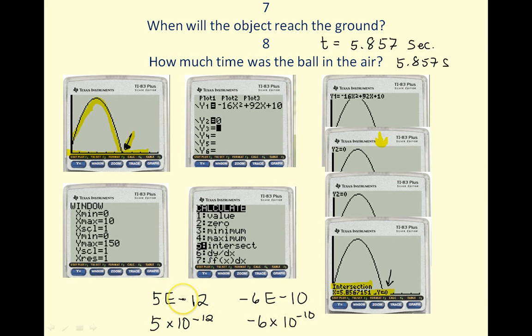So what this means is that I have a decimal point that moves 12 places to the left. So I have 1, 2, 3, 4, 5, 6, 7, 8, 9, 10, 11, 12, 5. I think you get the point that it's a very, very small number close to 0. Same thing here. Negative 0.1, 2, 3, 4, 5, 6, 7, 8, 9. Okay? Again, it's a negative value, but still very, very close to 0. So keep that in mind when you're using these calculators.